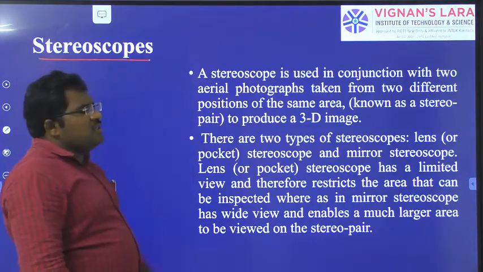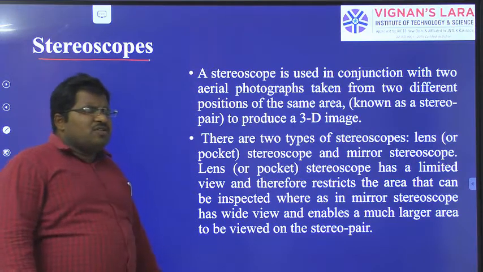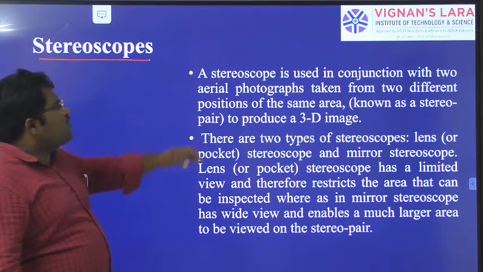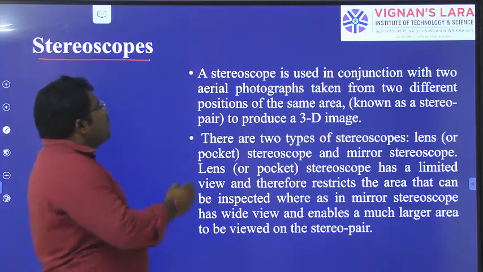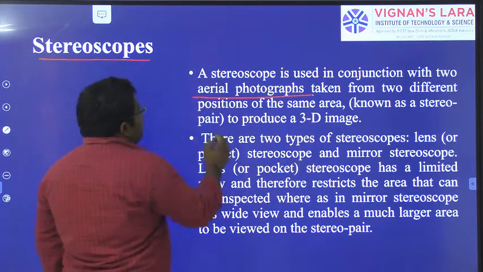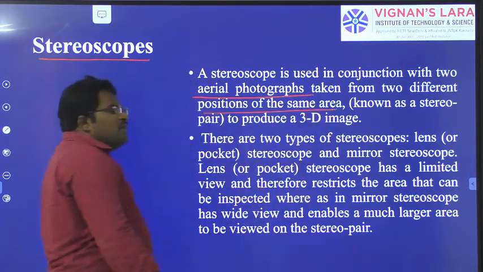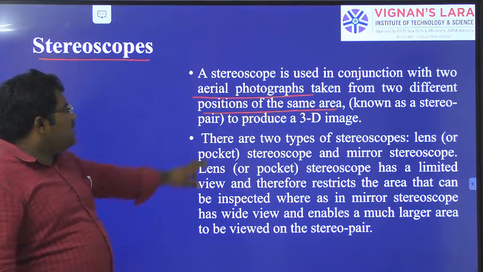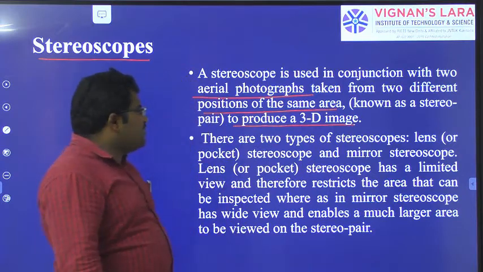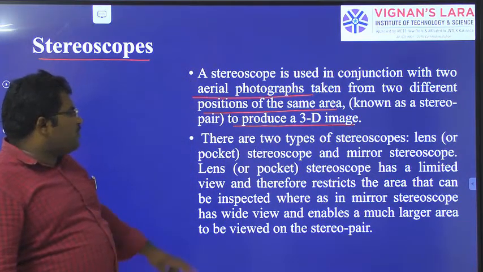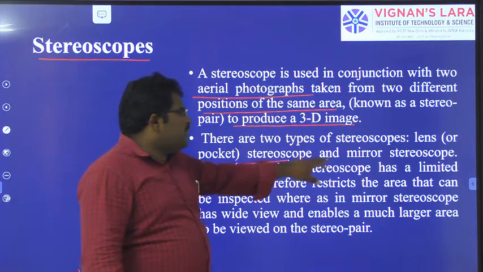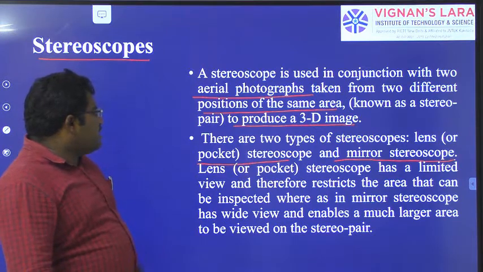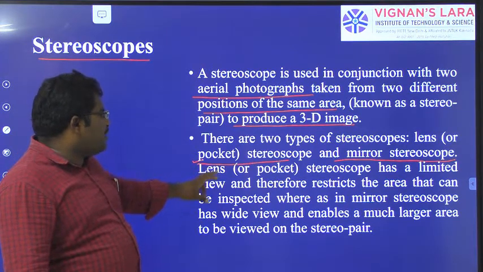Next, stereoscope. The instrument which we are going to use to collect these things is the stereoscope, right? A stereoscope is used in conjunction with two aerial photographs taken from two different positions of the same area, and this produces a 3D image. There are two types of stereoscope. One is the lens stereoscope, and the second one is the mirror stereoscope. The lens one is called the pocket stereoscope.